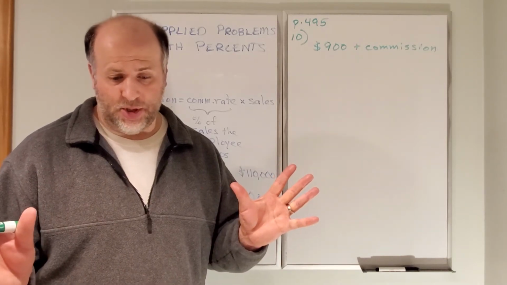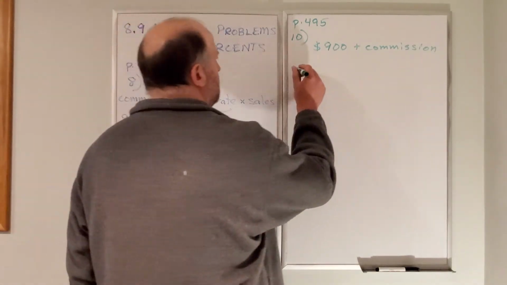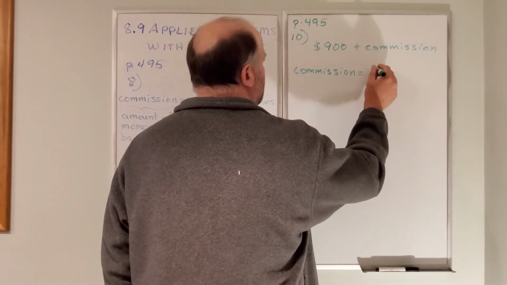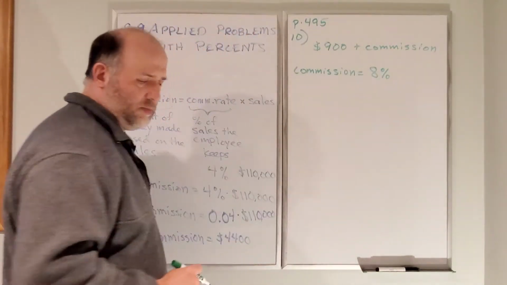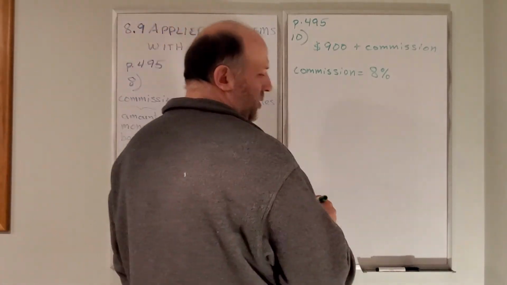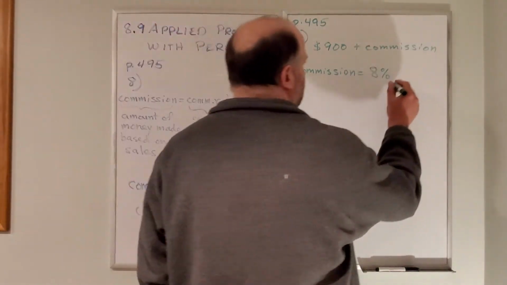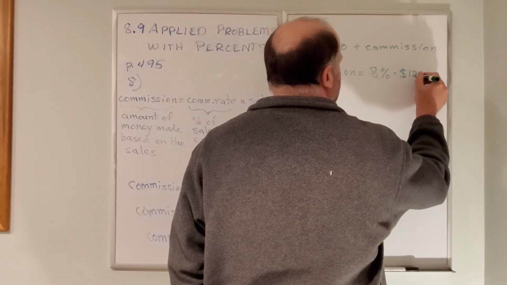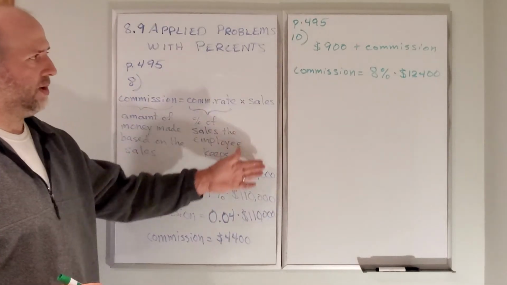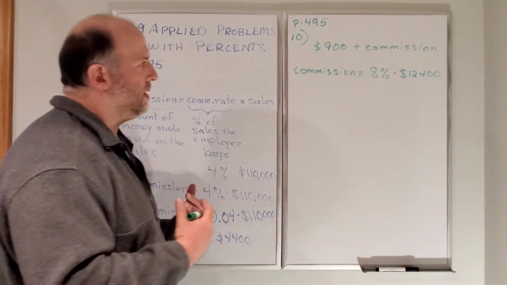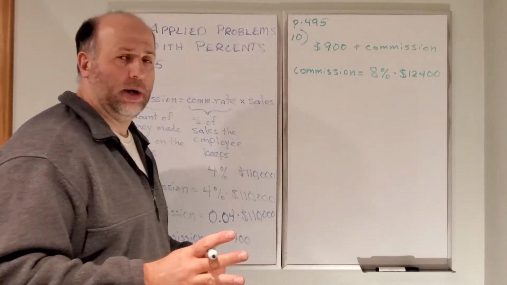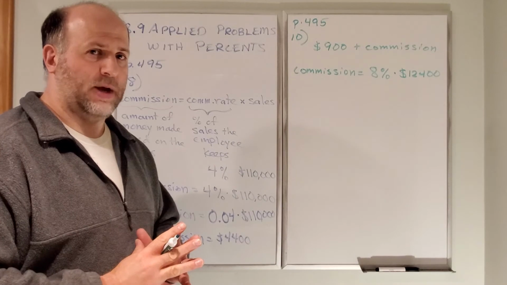So what was the commission she earned this month? Well, we are given the commission rate in the problem. They said it was 8%. And they also told us that this month she sold $12,400 worth of appliances. Same format. They told us the commission rate. They told us her sales. That will give us her commission, but then we'll need to add that to her $900 salary to figure out how much money she actually made for the month.